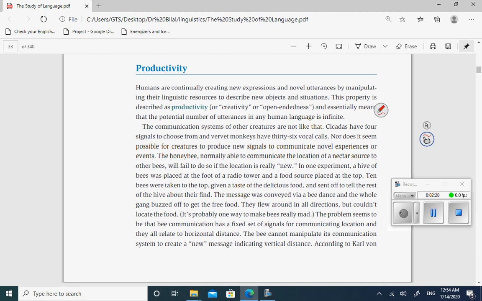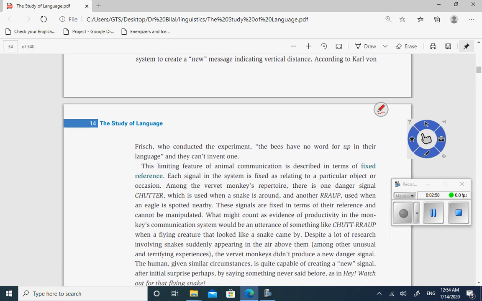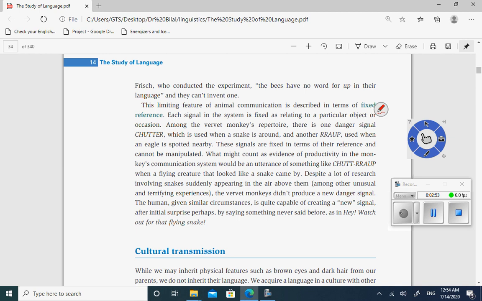But for humans, okay, they are capable of producing an unlimited number of utterances. This is because of so many different things. One of them is that they can combine the words together. So, for example, just look at the example of this subtitle.